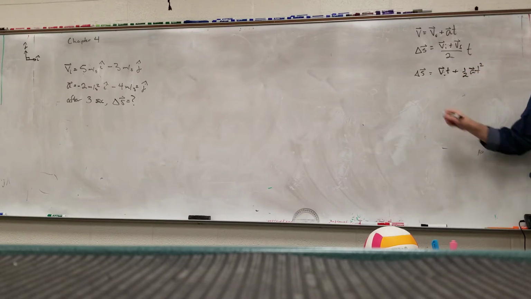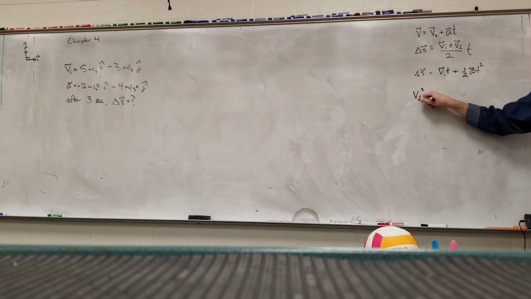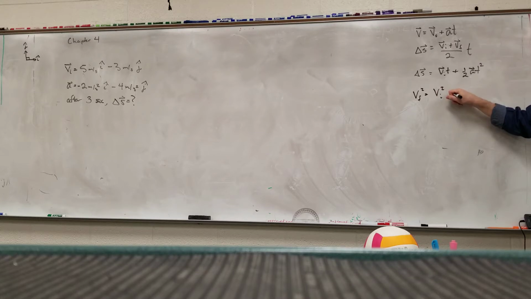VF squared equals VI squared plus 2AS. All right, there we go. So we've got the four basic equations right there.